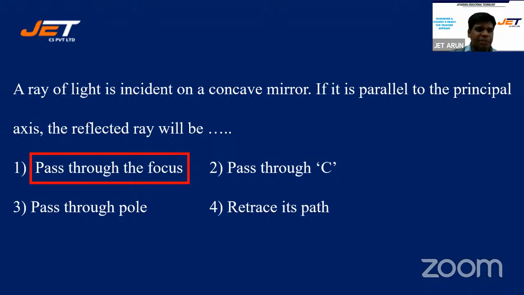Yes, 1 is absolutely right, students. But one student said 2, that is wrong. Please correct yourself. It doesn't pass through C. If a ray is targeted towards C or passing through C before reflection, then the reflected ray will also pass through C because it hits normally and rebounds normally. But if it's parallel to the principal axis, then it will pass through the focus after reflection, or appear to pass through the focus if it's a convex mirror.